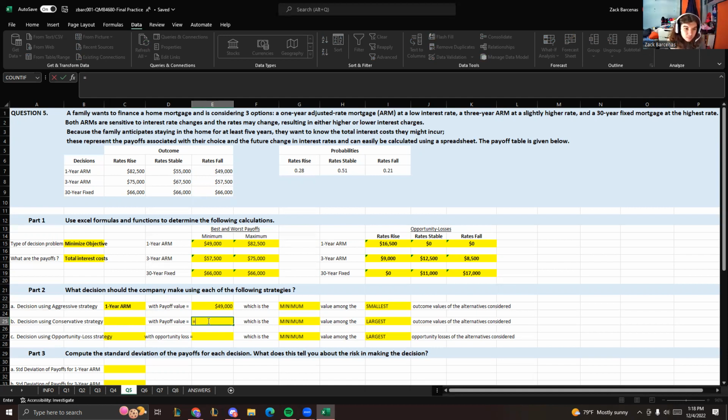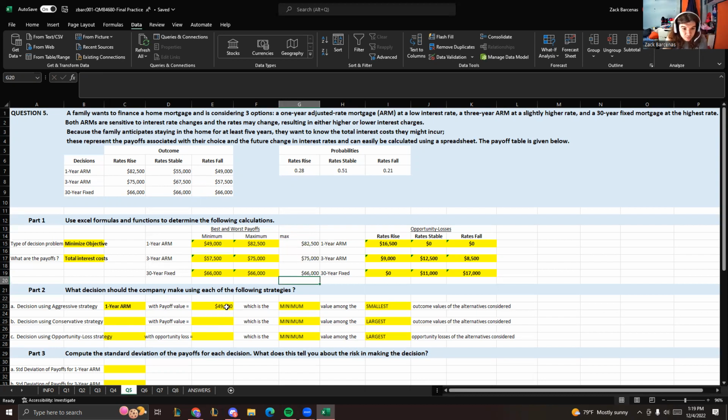So maybe what we should do is do the max of these, just to make it easier. So the smallest among the largest would be this one, right? So this one would be the 30-year fixed.